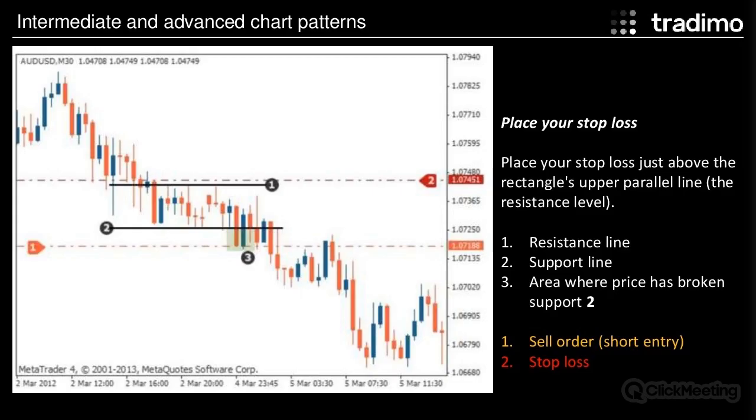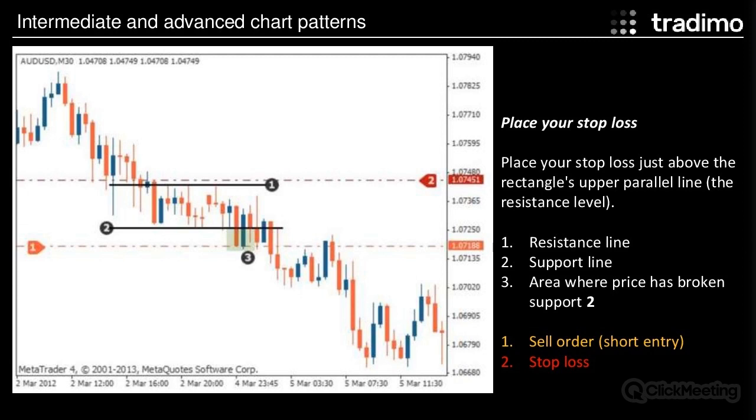The next step, after you enter the trade, is to set the stop loss. Place your stop loss just above the rectangle's upper parallel line, the resistance level. There you can see 1, the resistance line, 2, the support line, and 3, the green shaded area where it has been broken. And the red line is where you should add the stop loss. Again, it's very important to understand support and resistance. This is the absolute basic of becoming a successful trader. You need to know what support and resistance are.